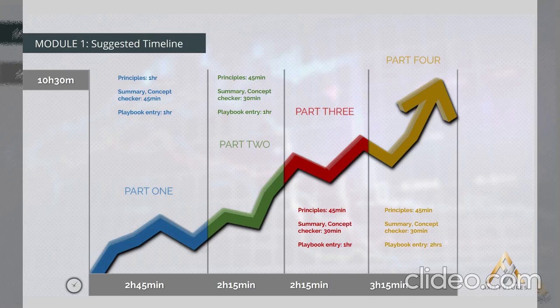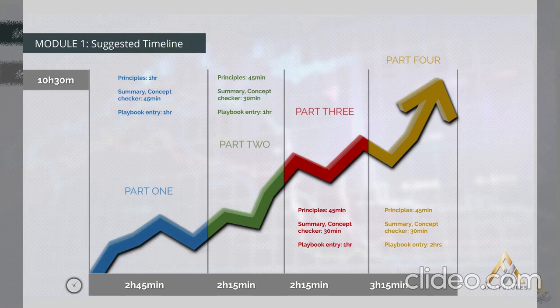Part 3 should take you 2 hours and 15 minutes. Principles 45 minutes, Summary and Concept Checker 30 minutes, and the Playbook Entry 1 hour. And Part 4 should take you 3 hours and 15 minutes, Principles 45 minutes, the Summary and Concept Checker 30 minutes, and the Playbook Entry 2 hours.